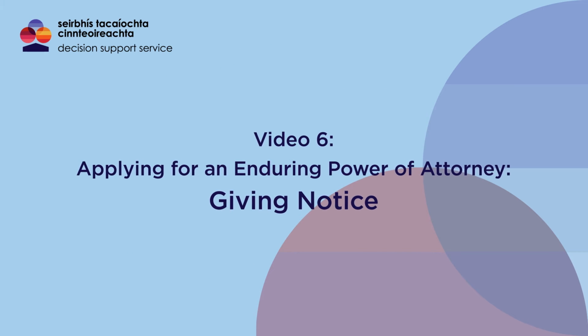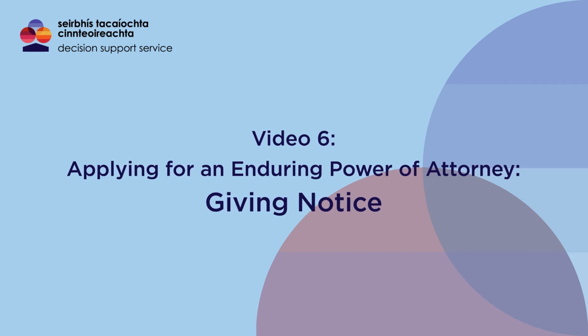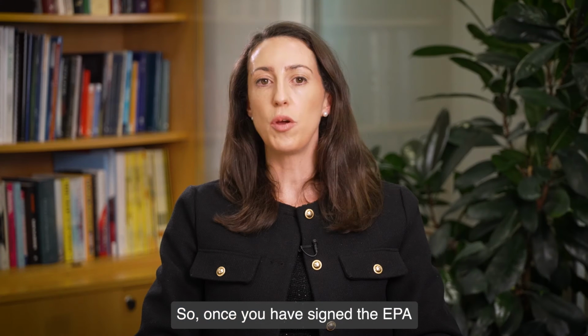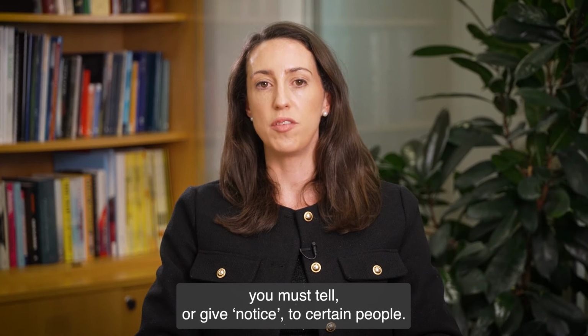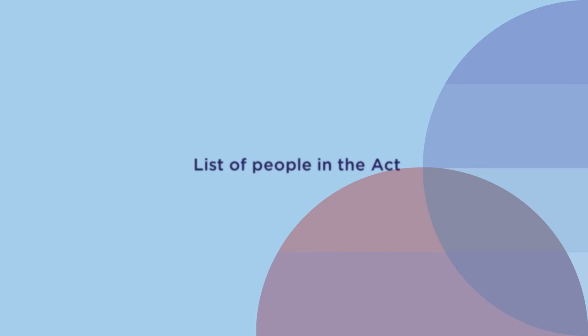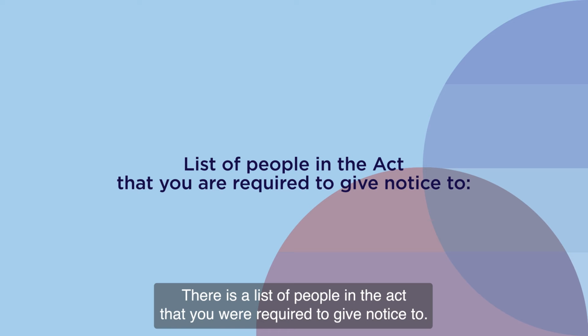Applying for an enduring power of attorney. Giving notice. So once you have signed the EPA and have all the supporting documents completed, you must tell or give notice to certain people. There is a list of people in the Act that you are required to give notice to.